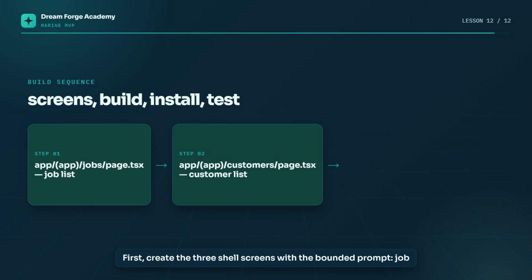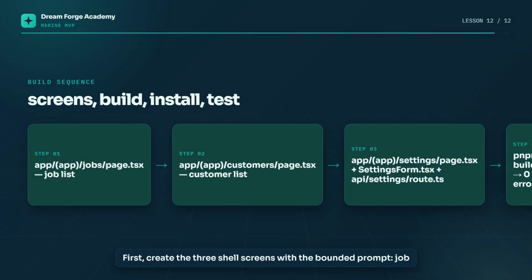Build in order. First, create the 3 shell screens with the bounded prompt, job list with status badge and quote total, customers list, and the settings form with a patch route. Second, run PNPM build and fix every error before moving on. Do not start the phone test until the build is clean.